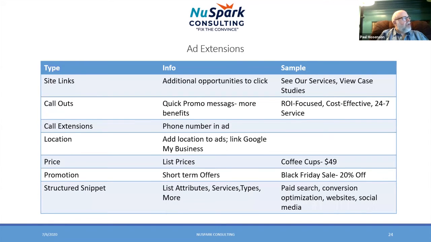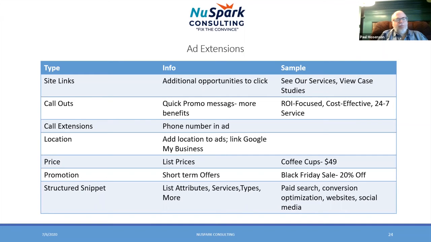This is really important, ad extensions. It's not just the ads themselves, but these are like extra elements to ads that make people click. And I will be honest, the higher you bid and the higher you rank, the more likely you're going to get site links and all these ad extensions. Of course, Google wants you to spend more. So site links are basically additional opportunities to click besides your ad itself. See our services, review case studies. Call outs are quick promo messages, and that's great just to remind people more hard-hitting benefits. ROI focused, cost-effective, 24/7 service.